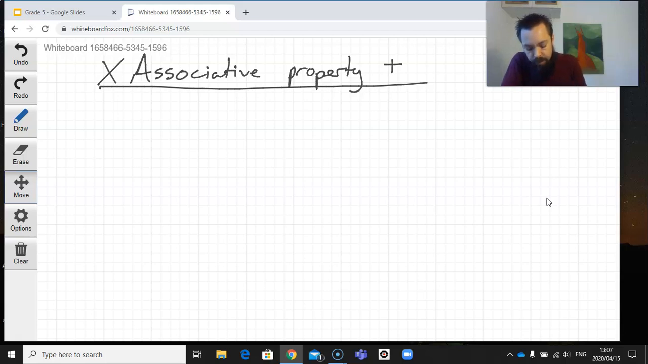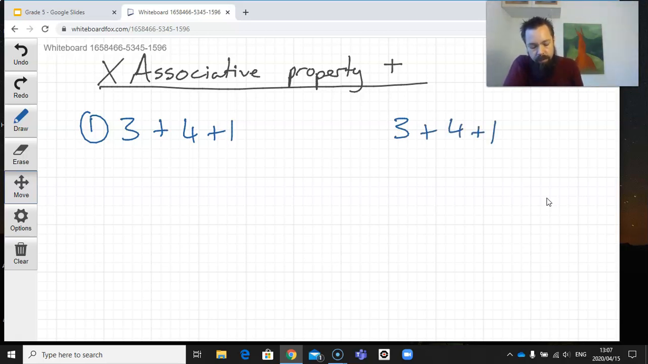Let us say, for example, that we have 3 plus 4 plus 1. On this side, I'm going to put the same thing again. But on the left, I'm going to add those two together first, and on this side, I'm going to add these two together first. So 3 plus 4 is equal to 7, plus 1, I didn't change the plus 1. And on this side, I've got the 3, which I didn't change, and 4 plus 1 is equal to 5.